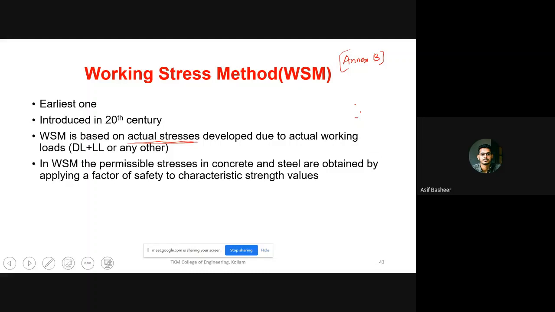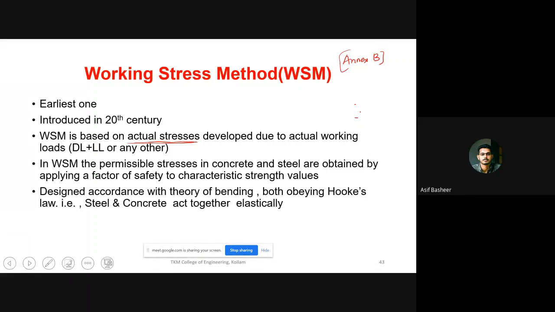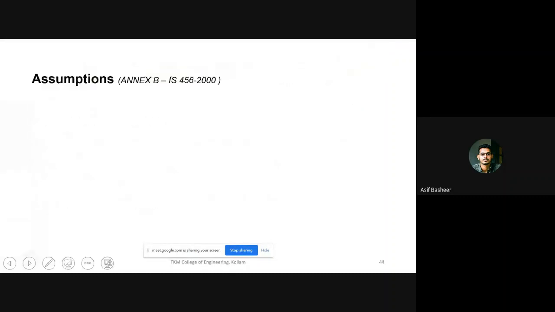So what we do next is, the design is in accordance with the theory of bending, both obeying Hooke's law. That is, we will assume that both the steel and concrete are obeying Hooke's law. That is, the stress strain curve is linearly varying. So these are some of the assumptions made in the WSM, the working stress method.